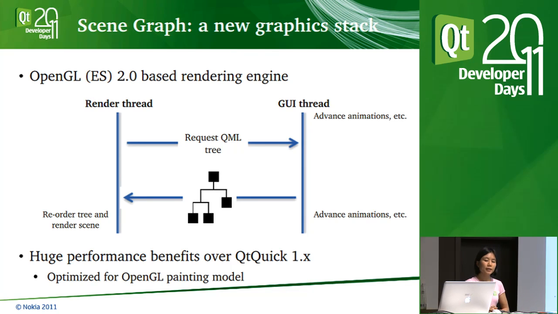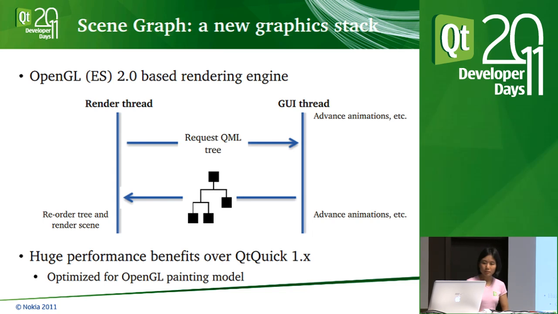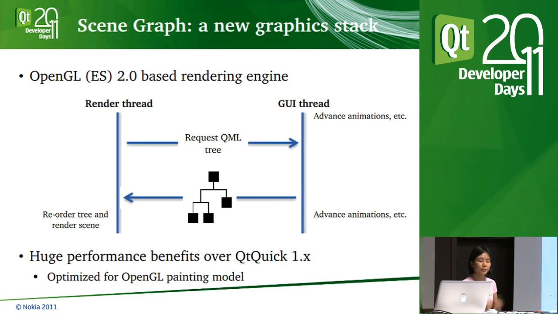You've got the renderer running in a separate dedicated render thread. And occasionally it sends a request to the QML engine in the main thread and says, what needs to be rendered in the next frame? The QML engine sends it back and says these are the items, the materials that need to be rendered in the next frame. And the renderer does some optimizations, reorders the tree, and then renders the scene.